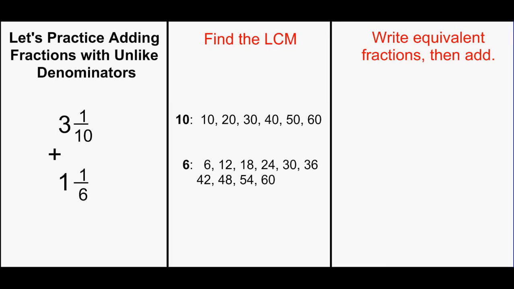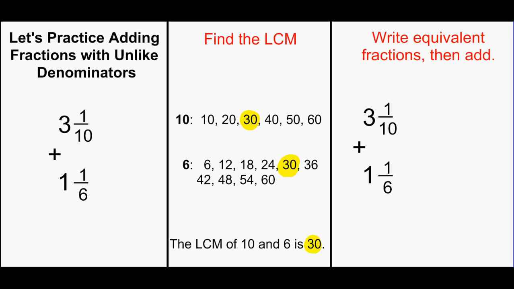Let's add mixed numbers that have different denominators. 3 and 1/10 plus 1 and 1/6. First, let's find the LCM for the denominators 10 and 6. I have listed the multiples of 10 and 6, highlighted their least common multiple. The first multiple they have in common is 30. Now I will rewrite both mixed numbers, so the fraction part is written as equivalent fractions with a denominator of 30.